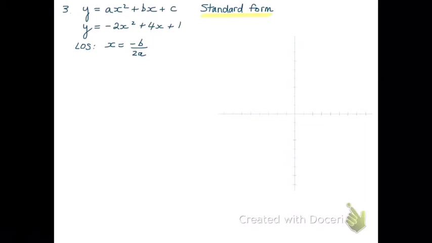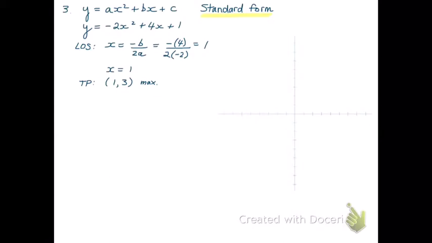So substitute the values into that rule. I always recommend that you put the number in a bracket to make sure you don't mix up positive and negative signs. b is 4, a is -2. So -4 divided by 2 times -2, which is -4, gives 1. So the line of symmetry is x equals 1. Always find the turning point straight after that by substituting x equals 1 in this case, and y can be worked out to equal 3.